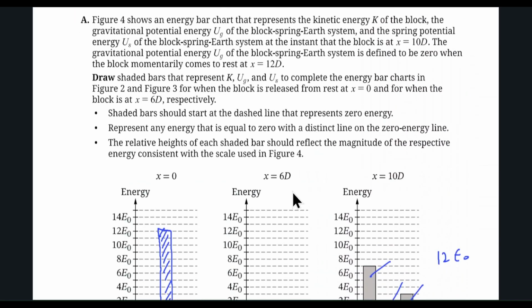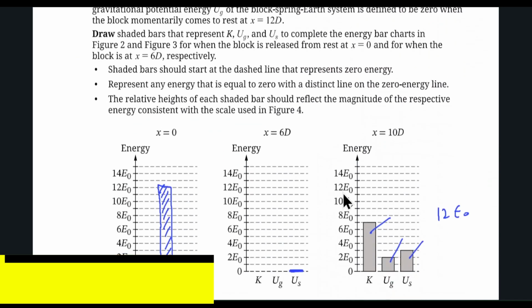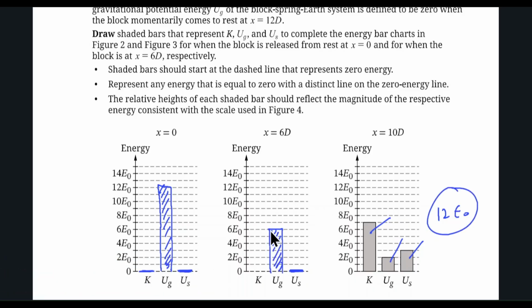So we are going to 6d. It makes sense that for every d, we have an E naught increase in the potential energy. So for 6d, from 12d to 6d I have 6 units. So for 6 units I have 6 E naught as the potential. So the potential goes to 6 E naught, and the remaining out of 12 E naught, again 6, is the kinetic. Right, this is how it should look. Let's move on to the next one.